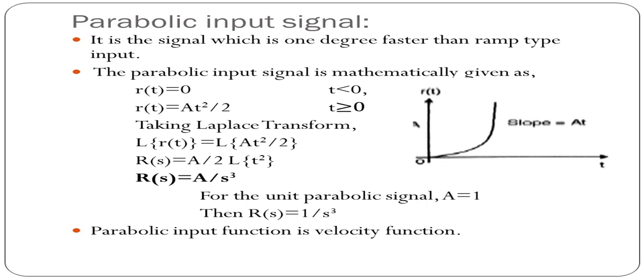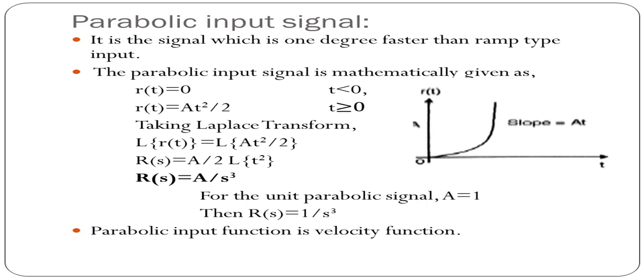Parabolic input signal. So we can represent it mathematically as r of t is equal to 0 when t is less than 0, and r of t is equal to a into t square divided by 2 when t greater than or equal to 0. So the parabolic function is represented as a t square divided by 2.